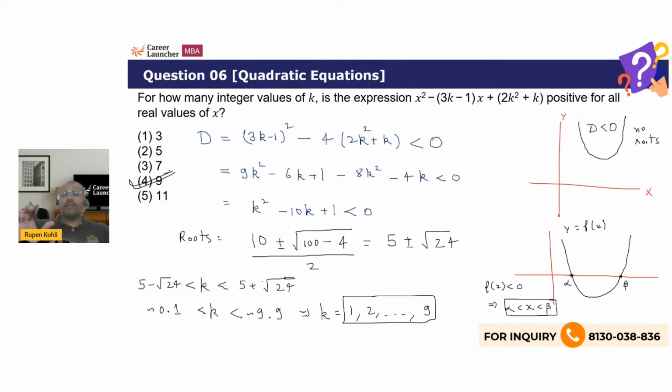Very fundamental concepts are being tested. Point number 1, when will a quadratic function be always negative? No roots, so discriminant less than 0. That condition leads to a quadratic inequality in terms of that parameter k, and then you solve that quadratic inequality, right?